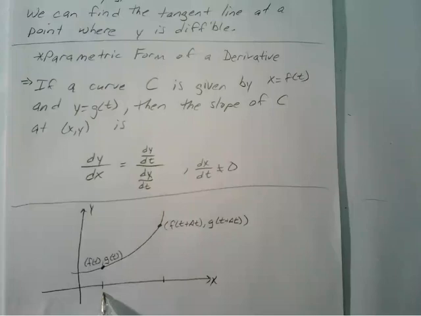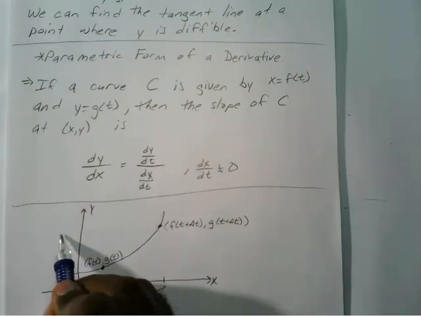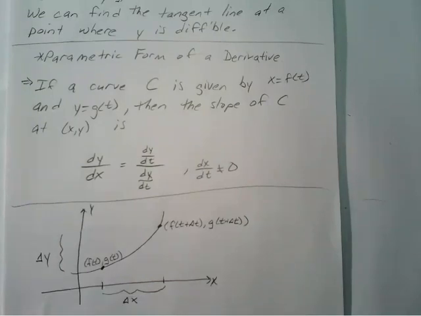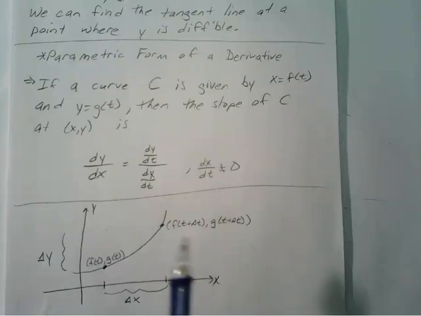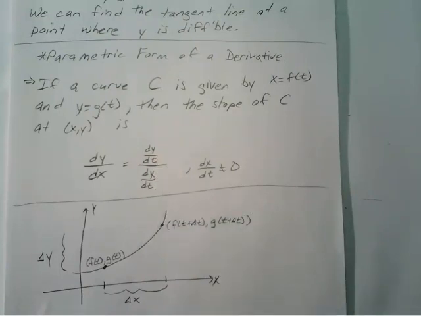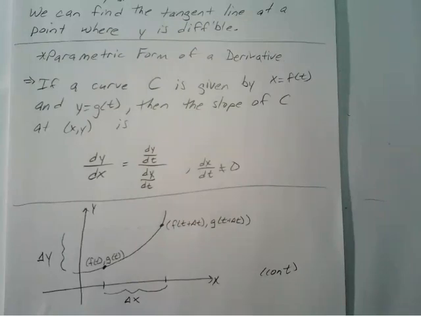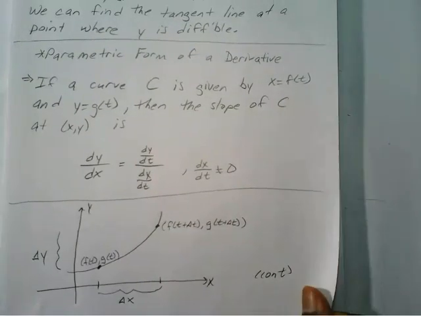So from f of t to f of t plus delta t, that's your change in x. And from g of t to g of t plus delta t, that's your change in y. We are going to use this along with the rules for limits to prove that the derivative of y with respect to x, when t is your parameter, is equal to dy/dt over dx/dt. I'm going to continue that on the next page. If you're writing, feel free to press pause, but we're going to go ahead and start our proof.